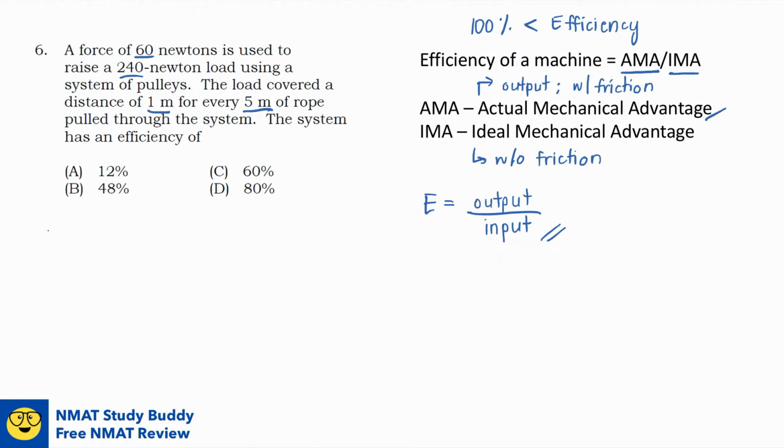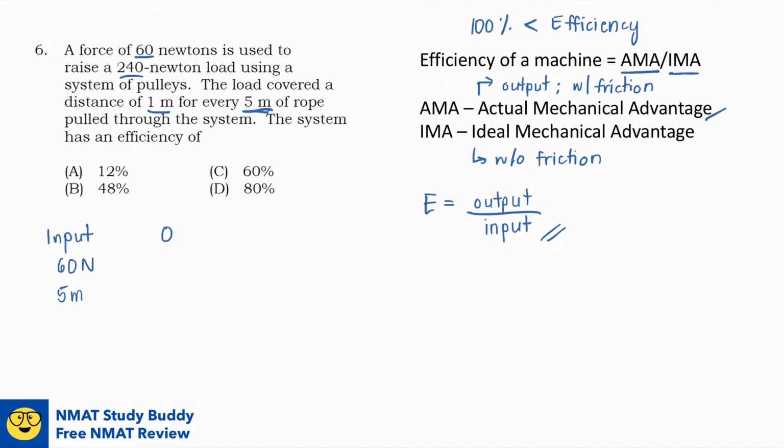So, i-list down muna natin kung ano yung mga input na force and distance. Yung input force, sabi, a force of 60 Newton is used. So, yun na yung input. 60 Newton na force and the load covered a distance of 1 meter for every 5 meter rope. So, kada 5 meter rope daw na pinul, yung pulley, nakapag-travel ng 1 meter yung load. So, ibig sabihin, 5 meter yung input.